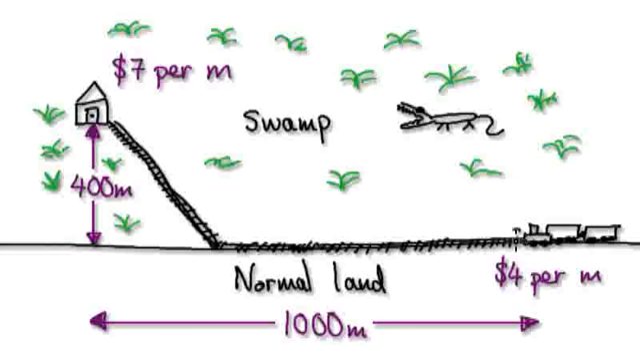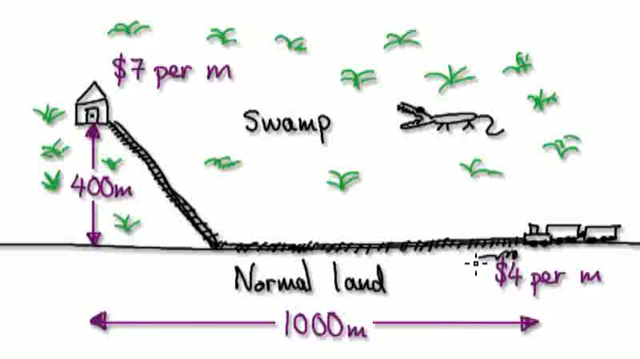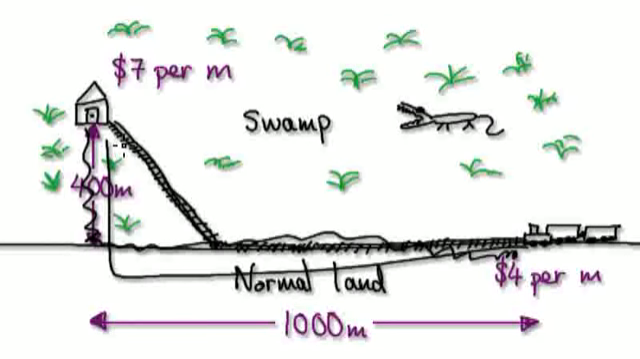You could be tempted to build your track straight across from here, so you've got to use Pythagoras here. But the thing is, building over swamp is very expensive. So you might be tempted to build it all the way right to the end here and then straight up. But then this here is a very long distance.